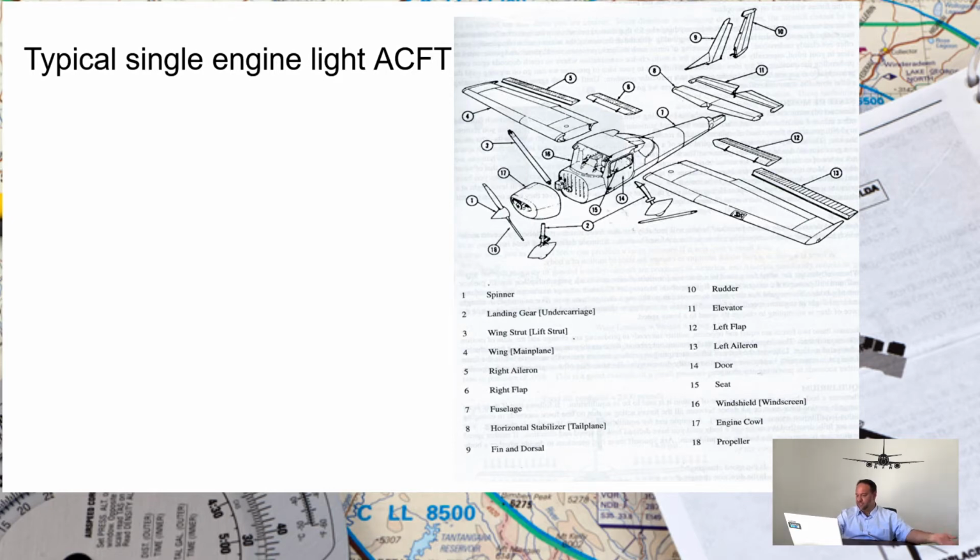flap, fuselage, horizontal stabilizer, the tailplane, fin and dorsal, rudder, rudder. Well, you can use rudder on the marine for ships. So, well, elevator, control your pitch, left flap, left aileron, the ailerons deal with your bank, door, seat, windshield, windscreen, engine, cowl, protects your engine, and the propeller that propels you forward.